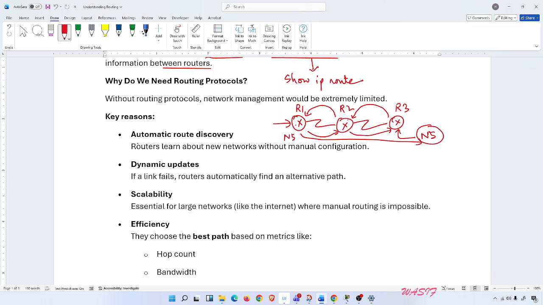Again, it depends on what kind of routing protocol we use. Different routing protocols have different ways of working. Dynamic updates, what does it mean? Let's say you have added network N6 here, so it will dynamically update everyone that now I have network N6 as well. So R2 knows that R3 has got N6, and R1 knows that R2 knows about N6. Then scalability, because with the help of routing protocols, you can break the networks into smaller pieces and you can scale up as many networks as you need.